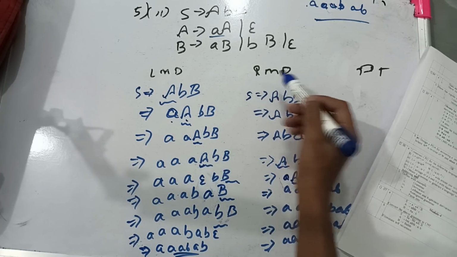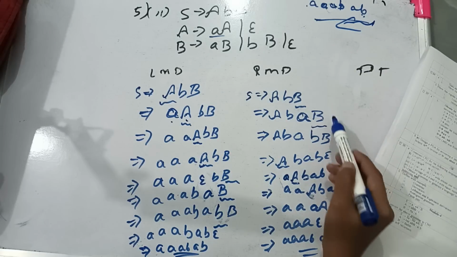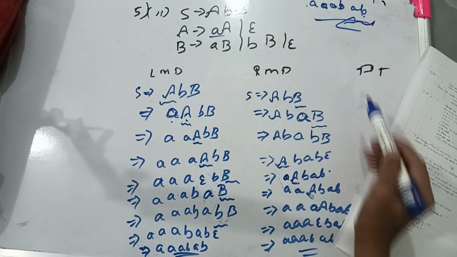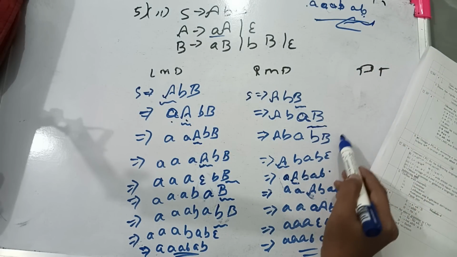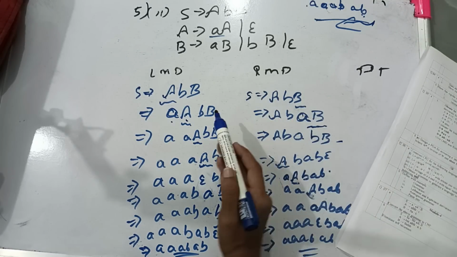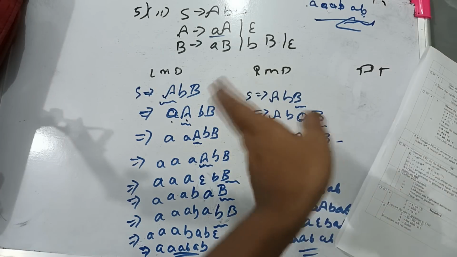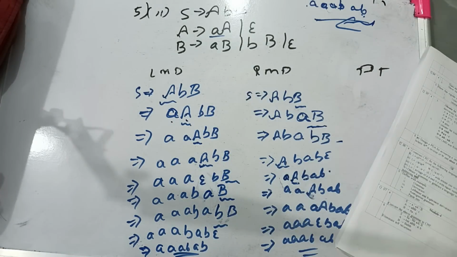And for RMD, start like this. First you need to get B, next BAB right away. So here it moves from B, substitute here, and finally you will get AABAB. Next, the parse tree using LMD or RMD, or write it for both, that's enough.